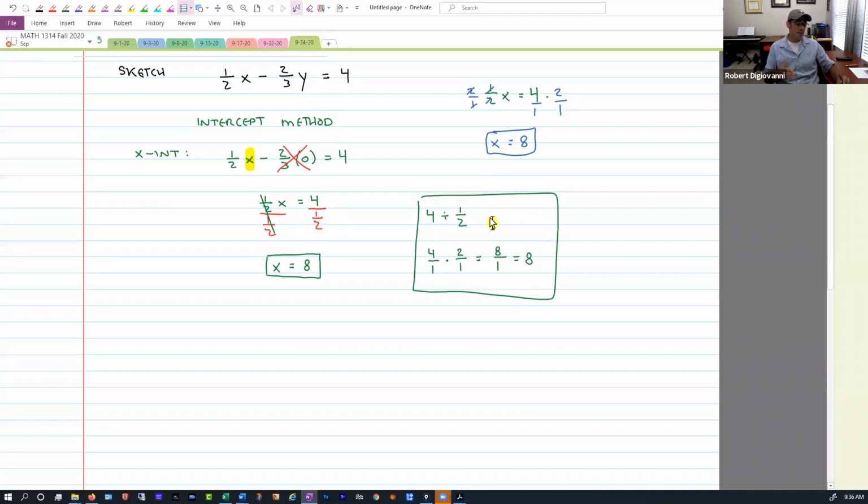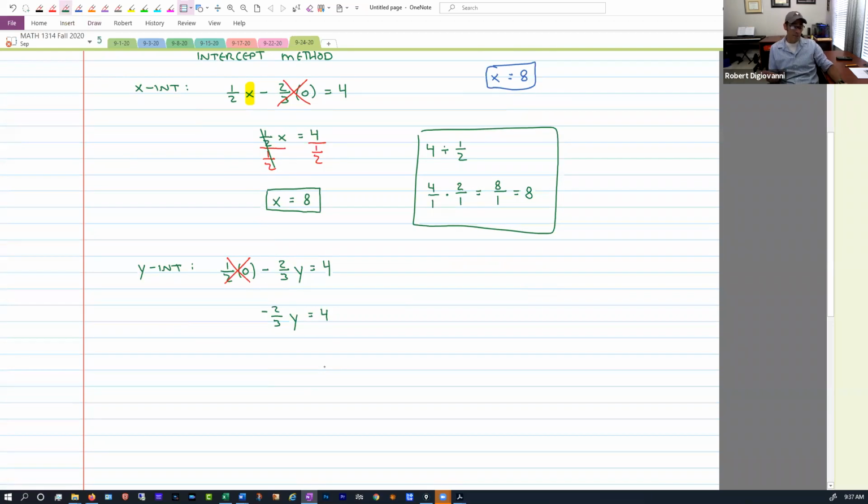Okay, so now we have the X-intercept. Now we go get the Y-intercept, right? So for the Y-intercept, we're going to replace x with 0 this time. So we replace the x with 0. All right, that first part, the 1/2 times 0 goes away. So all we're left with is the -2/3 y equals 4. And now again, you could either divide both sides by -2/3, or you can multiply both sides by the reciprocal, which would be -3 over 2.